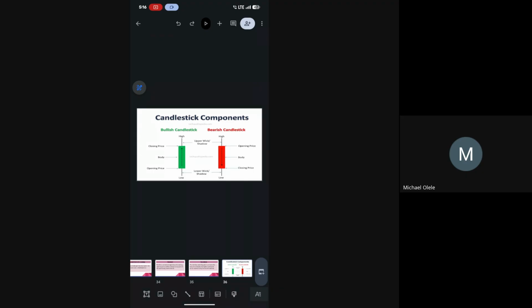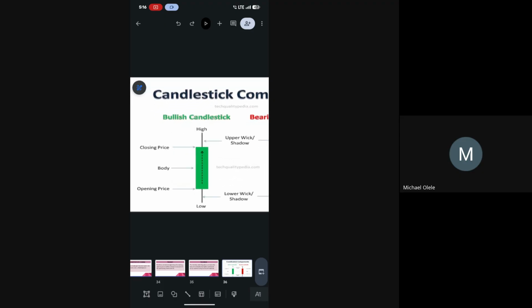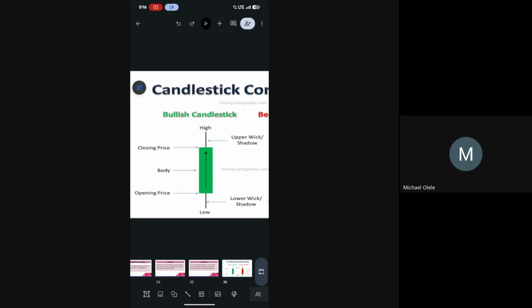So we have an example right here. I want to zoom in now so we can see very well. Let's start with the bullish candlestick. Why do we call it a bullish candlestick? Because it is the candle that we see when we are on an uptrend.